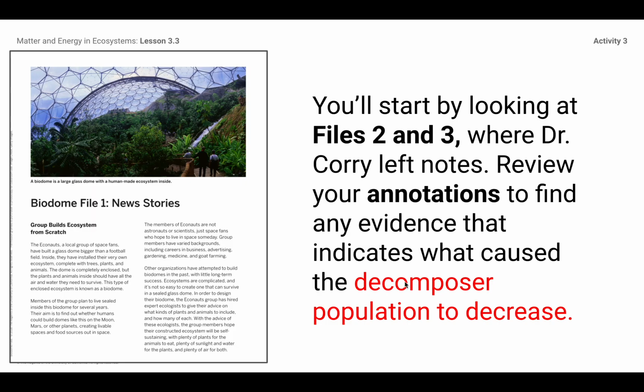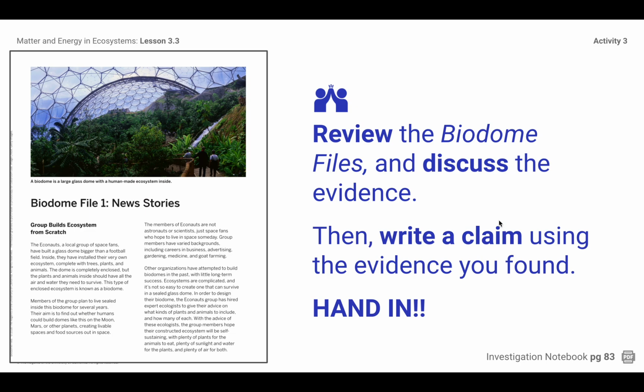A handful of you guys already know what's going on. If you know what's going on, just go ahead and jump to your last lesson 3.3, activity 3, and you can start writing. But if you're not really quite sure, go back, start looking at file number 2 and 3 where Dr. Corey left notes. Review the annotations that you've already made to find any evidence that indicates what caused the decomposer population to decrease. Okay? Then you're going to review the biodome files. It says discuss the evidence. I don't want you guys to discuss with each other. Just think about it. And then you're going to write a claim using the evidence that you found. Make sure you hand that in.